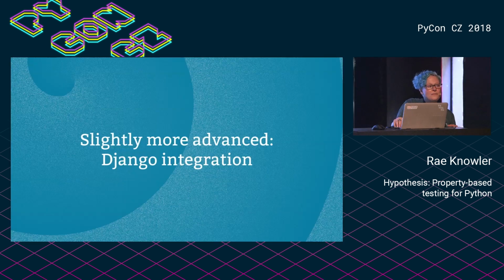So I'm going to show you something a bit more advanced. This is using a Django integration. So Hypothesis has extras, and there's an extra for Django, which I'll show you. I'm pretty sure you don't have to be able to code Django to understand these examples. Just a quick hands up. Anyone here familiar with Django? Yeah, about a third. So, OK, cool.